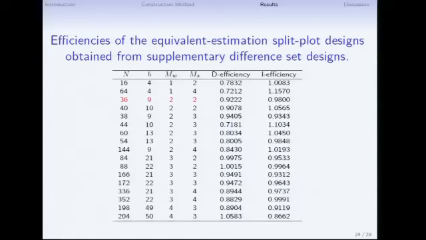The second table contains the designs that are constructed from the supplementary difference designs. Again, we can see the total number of runs, the number of whole plots, and the number of whole plot and subplot factors. Here we don't have the column of region because these designs are always suitable for spherical design regions. And again, we can see the D and I efficiencies.